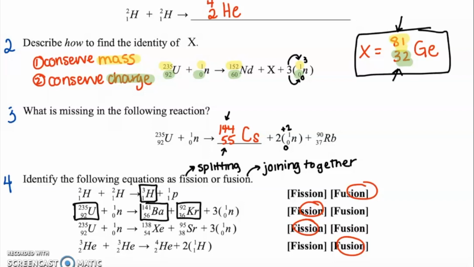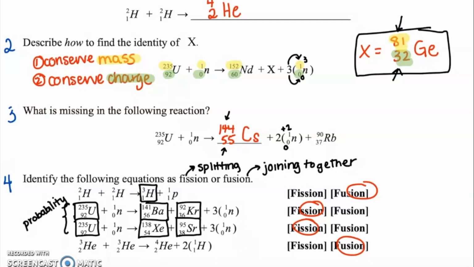The next one, again, is uranium. This time it is splitting into xenon and strontium. This is another example of fission. Notice here we have a couple examples of how the same reactants can split differently, and it's just probability which one happens. And last but not least, we have 2 heliums here combining to form a bigger helium as well as a hydrogen. This is an example of fusion.